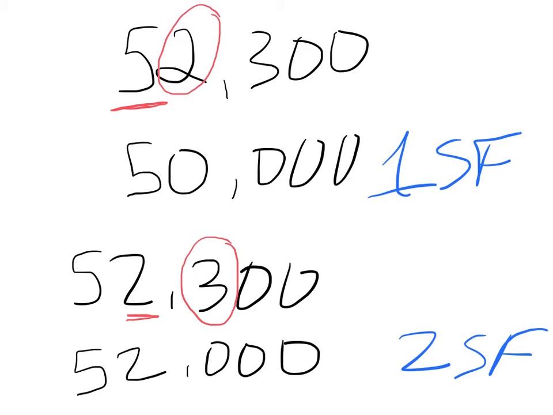See what kind of difference that made? Keeping one sig fig versus keeping two significant figures, I had a difference of just 2,000. So it can range from 2,000 to 10,000 to 50,000. So it really makes a difference how many significant figures you keep.